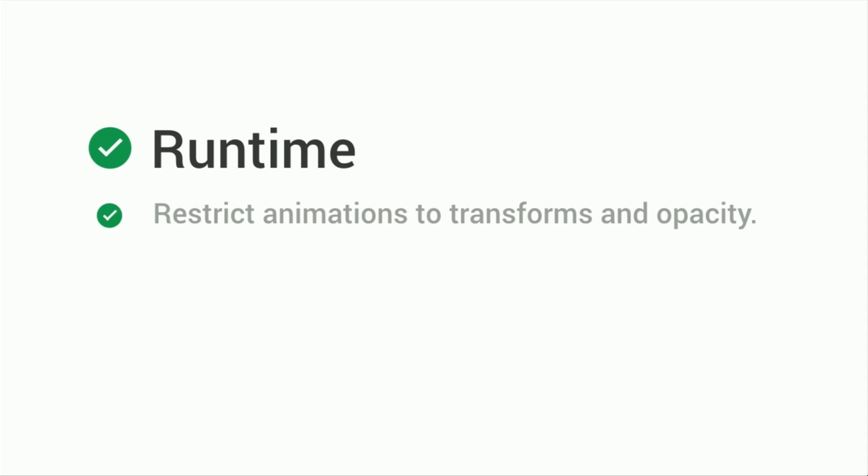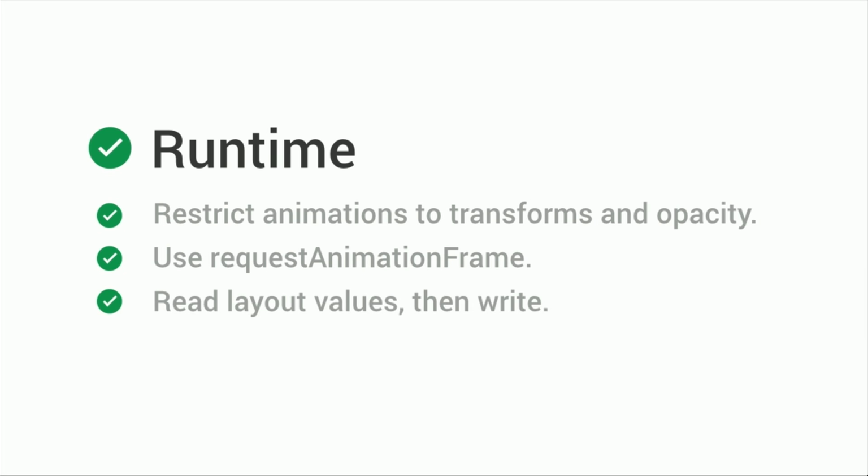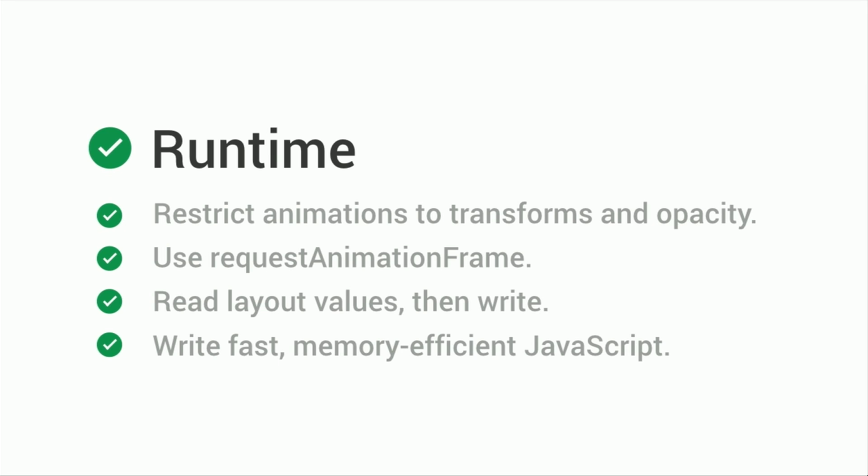For me, it's restricting animations to transforms and opacity. As I say, these aren't always going to crop up, but this is what I'm looking for. It's the sane use of requestAnimationFrame. It's reading layout values and then writing them if necessary. And it's writing fast, memory-efficient JavaScript. As I said, these aren't always going to crop up, but when they do, these are the things that are going to stop it feeling silky smooth on a mobile device.